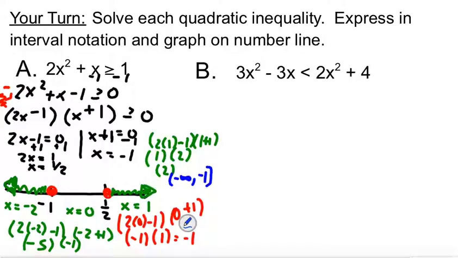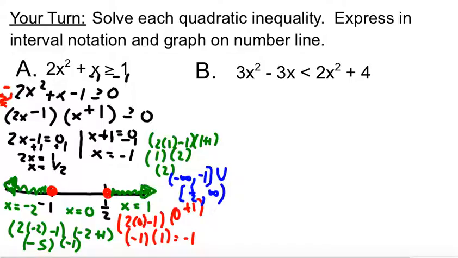There's a split in the graph, so that's union. And then we've got a closed dot there at 1/2. And then we're going off forever to the right there, which is infinity. So negative infinity, comma, negative 1 bracket, union, bracket, 1/2, comma, infinity, parenthesis. So around the negative infinity and around the infinity there, we have a parenthesis.